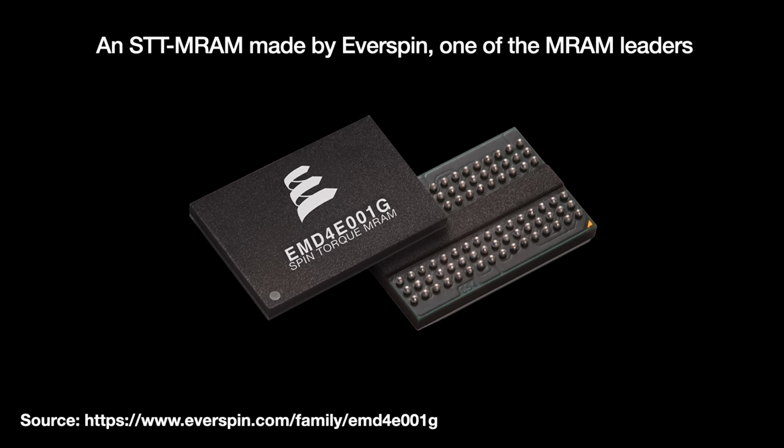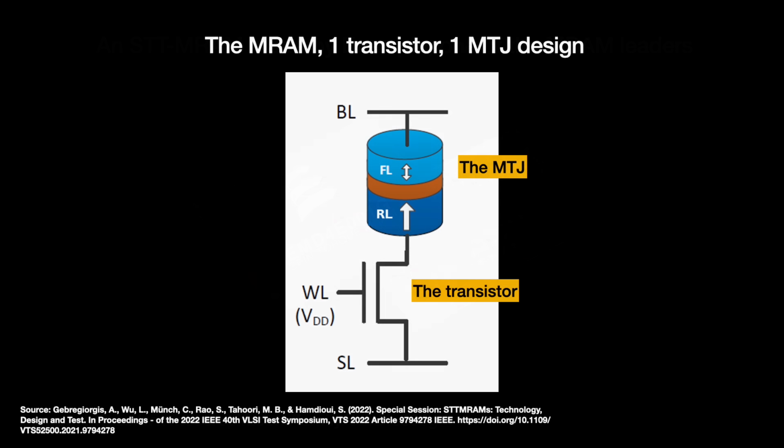First up are the magneto-resistive RAMs, or MRAMs. DRAMs and flash memories encode the bit by storing a charge. The MRAM, on the other hand, does it by manipulating electrical resistance levels. An MRAM cell is made up of two things, an access transistor and the magnetic tunnel junction, or MTJ.